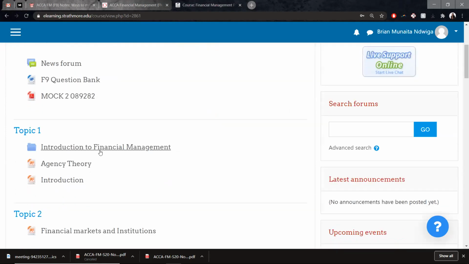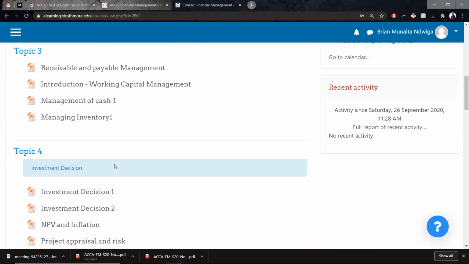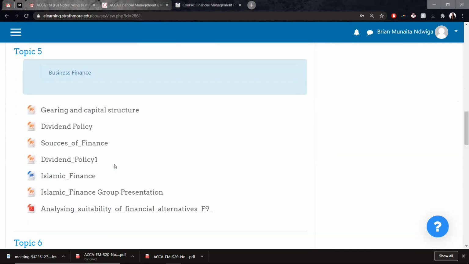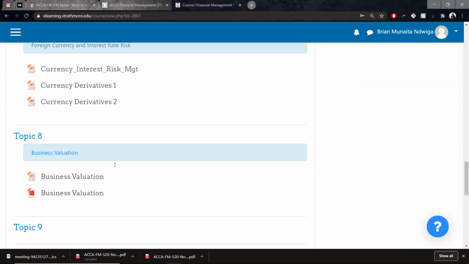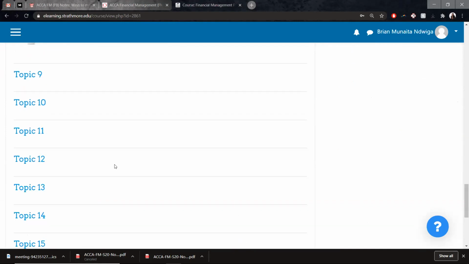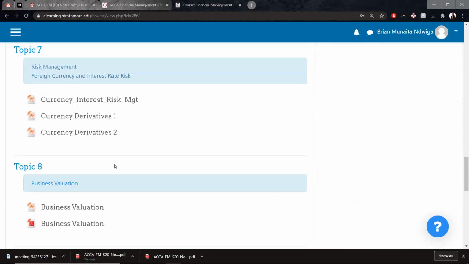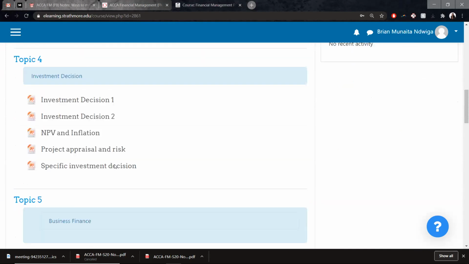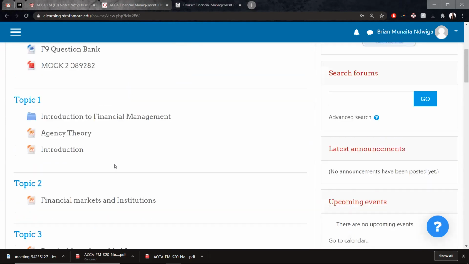Our notes from the first topic all the way to the last topic are already on that particular site. So that will be the notes. I'll be using those notes. They are a bit summarized, definitely, but they're more than enough for our own analysis and our own consumption. So that's on the e-learning.